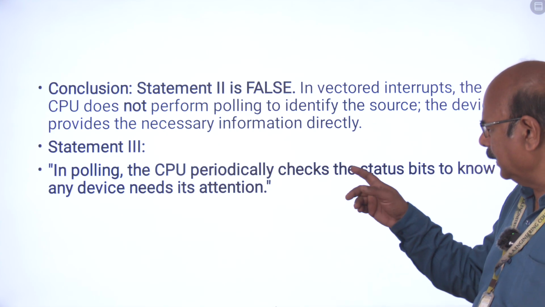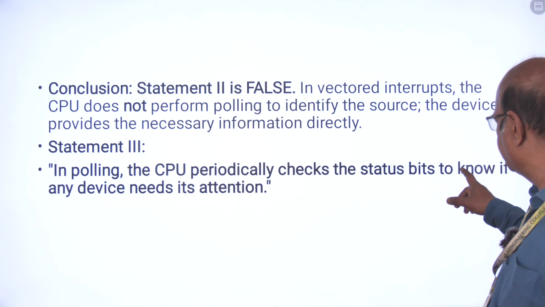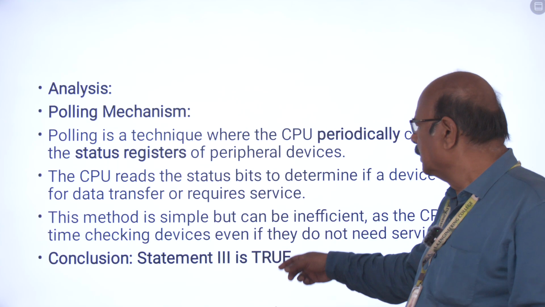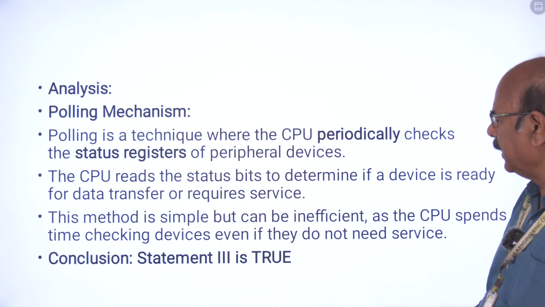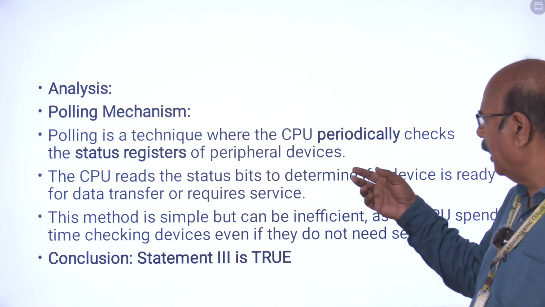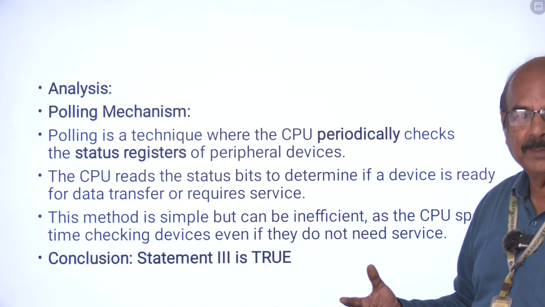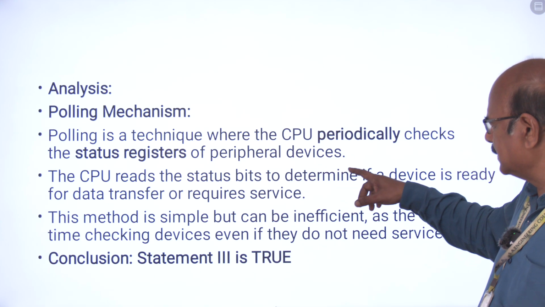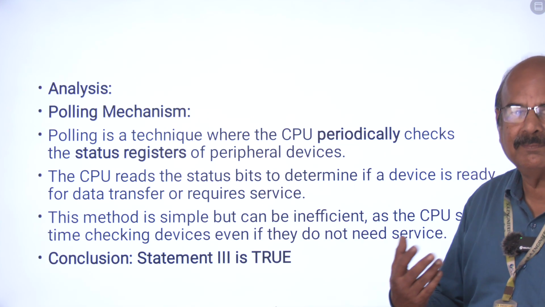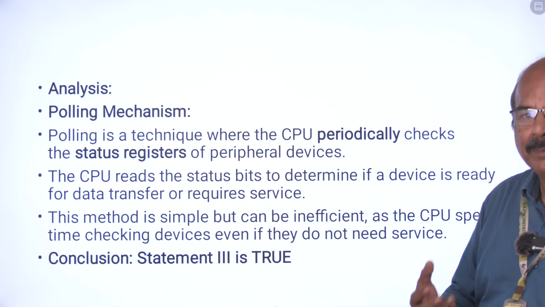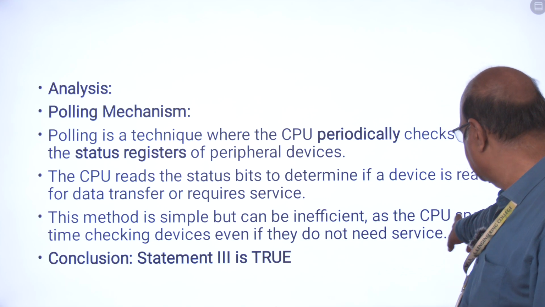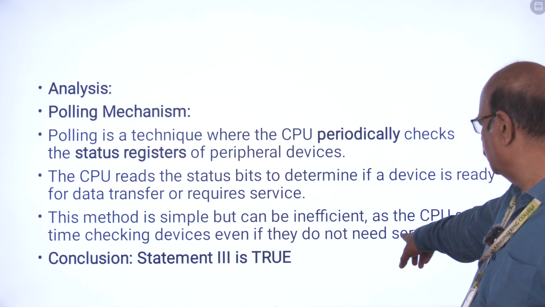Statement 3: in polling, the CPU periodically checks the status bits to know if any device needs its attention. Here is the analysis of statement 3, the polling mechanism. Polling is a technique where the CPU periodically checks the status registers of the peripheral devices connected to the system. The CPU reads the status bits to determine if a device is ready for transfer or requires service. This method is simple but can be inefficient, because the CPU spends time checking devices even when they do not need service.